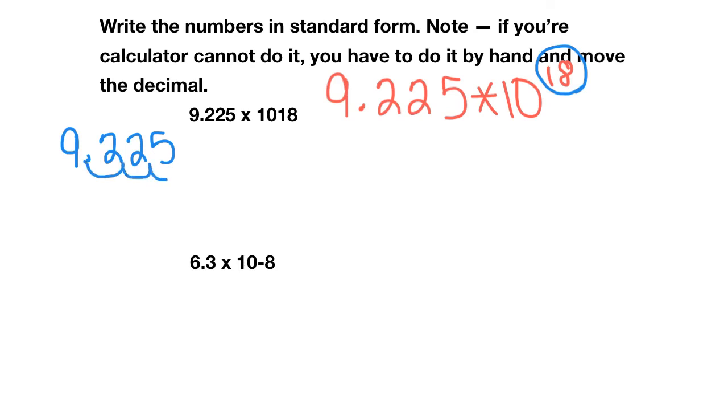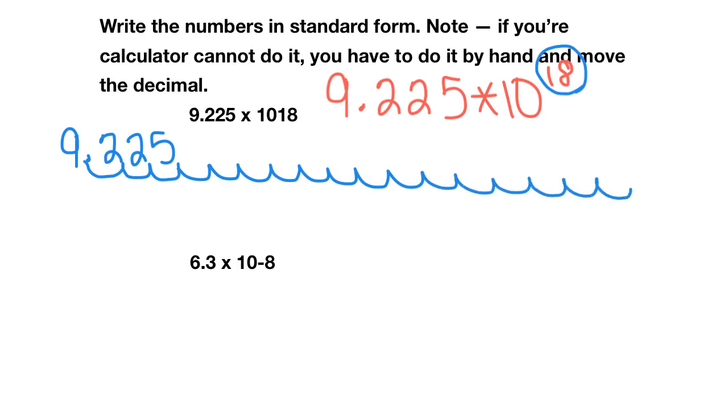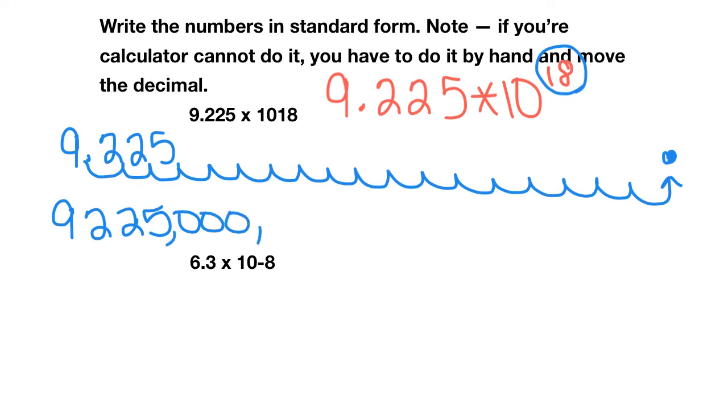1, 2, 3. I've run out of numbers, so now I'm going to have to start putting zeros in. 4, 5, 6, 7, 8, 9, 10, 11, 12, 13, 14, 15, 16, 17, 18. 18 movements to the right. That means I have to put in 15 zeros to have the standard form of my number. 9, 2, 2, 5, followed by 15 zeros.